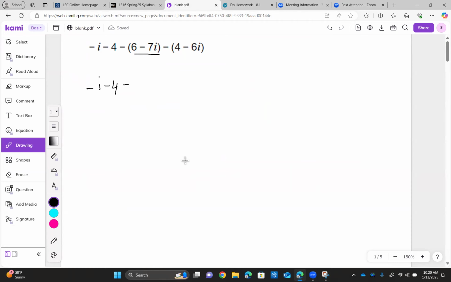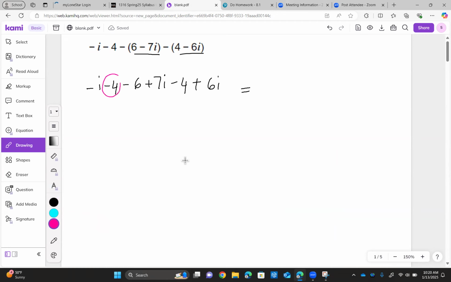6 is going to become a negative 6. Negative 7i will become a positive 7i. Similarly here, because we have a negative before the parentheses, 4 will be copied as negative 4. Negative 6i will be copied as positive 6i. Now I will combine the real parts with real parts, imaginary parts with imaginary parts.